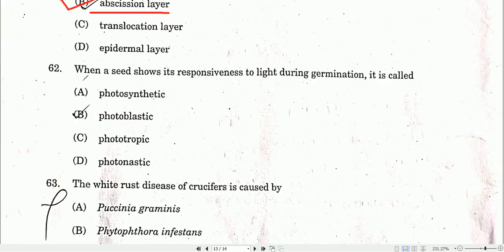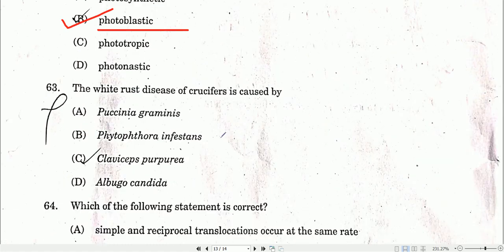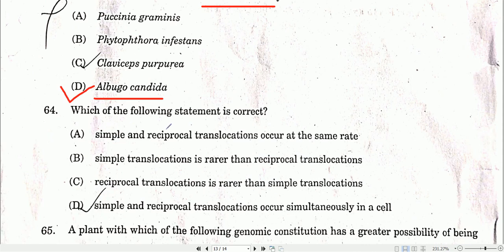Coming to question number 62, when a seed shows its responsiveness to light during germination. Okay, so the responsiveness of seed to light in the case of germination is called your photoblastic. So option B will be the correct one. Coming to question number 63, the white rust disease of crucifers is caused by Albugo candida. Coming to question number 64, which of the following statements is correct?